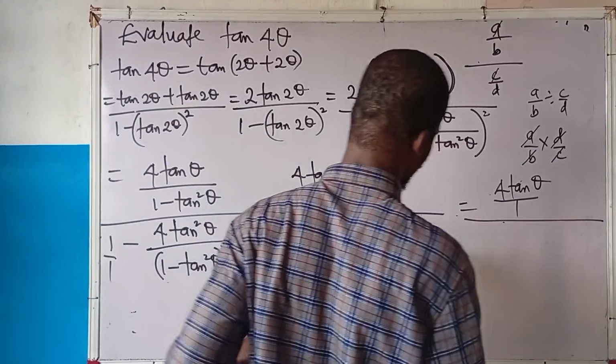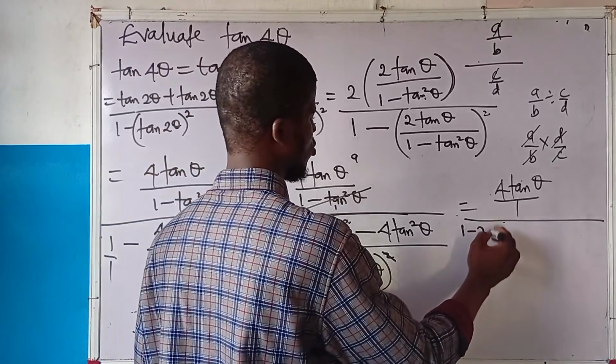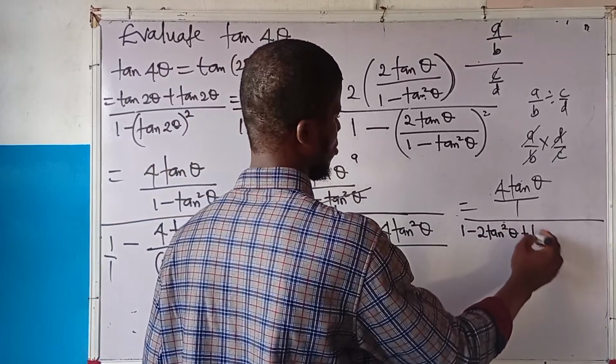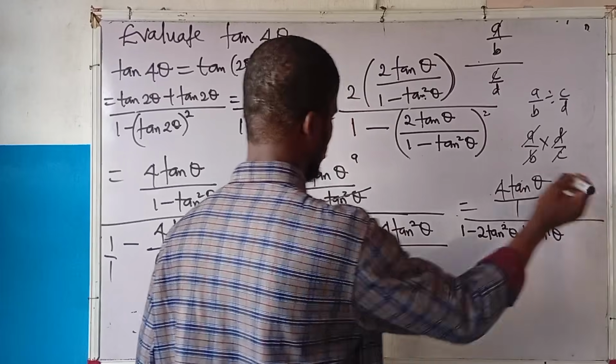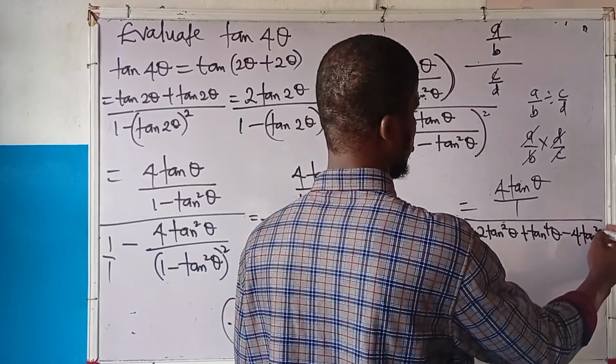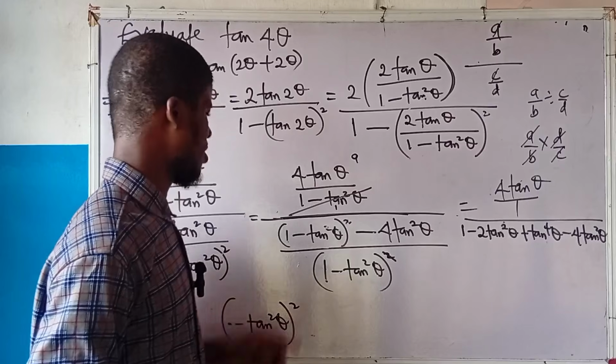Let me shift it backwards. We did 1 minus 2 tan square theta plus tan 4 theta. Then we have minus 4 tan square theta before. I didn't want to expand this.